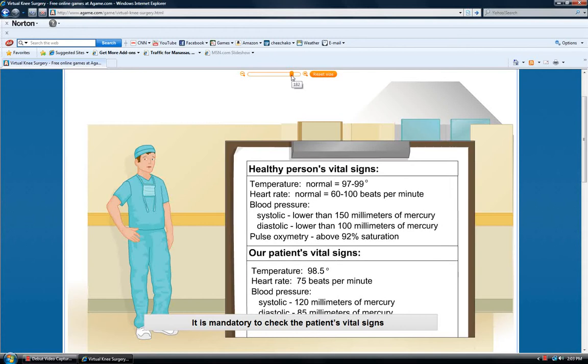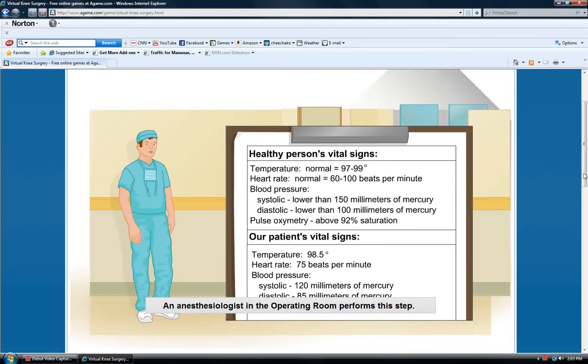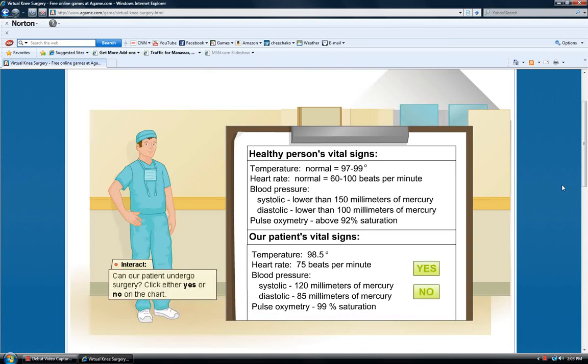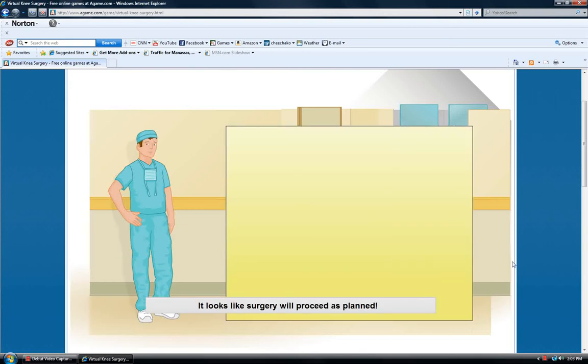It is mandatory to check the patient's vital signs before beginning surgery. An anesthesiologist in the operating room performs this step. If the patient's vital signs are not in the normal ranges, we will not proceed with the surgery. Using the healthy person's vital sign chart as a reference, can our patient undergo surgery today? Yes. It looks like surgery will proceed as planned.